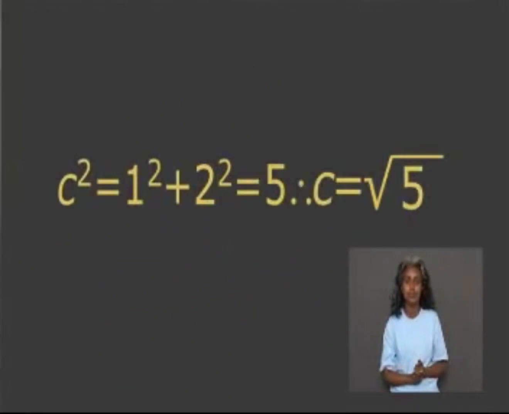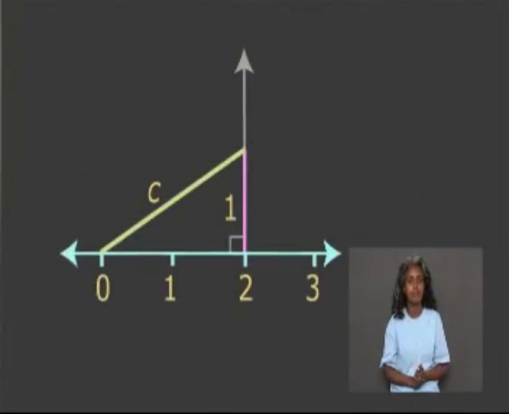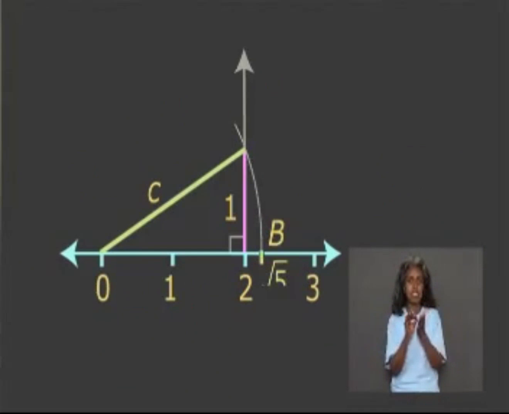The Pythagorean theorem tells us that C has a length of the root of 5 units. We open a compass to the length of C and draw an arc that intersects the number line. The distance from 0 to this point is the root of 5 units long.